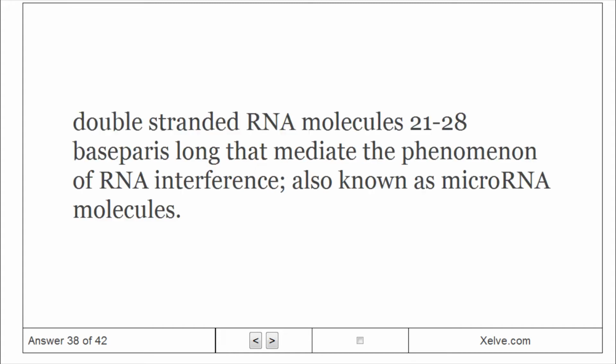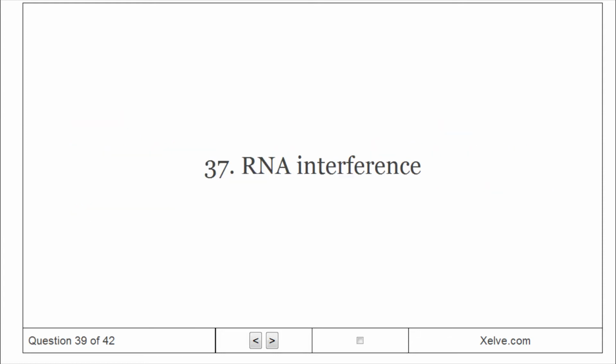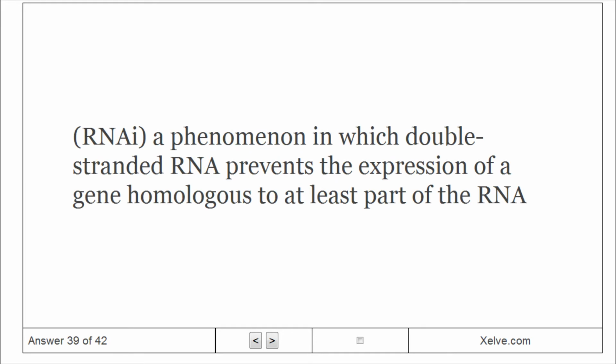siRNA. Double-stranded RNA molecules 21 to 28 base pairs long that mediate the phenomenon of RNA interference, also known as small interfering RNAs. RNA interference. A phenomenon in which double-stranded RNA prevents the expression of a gene homologous to at least part of the RNA.